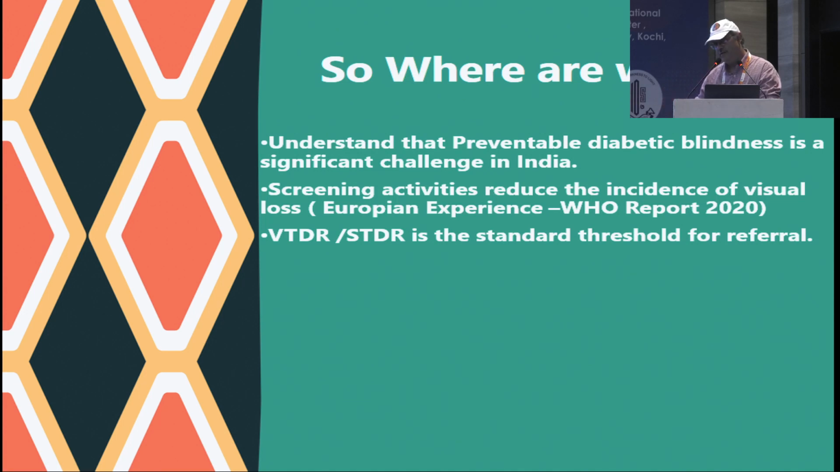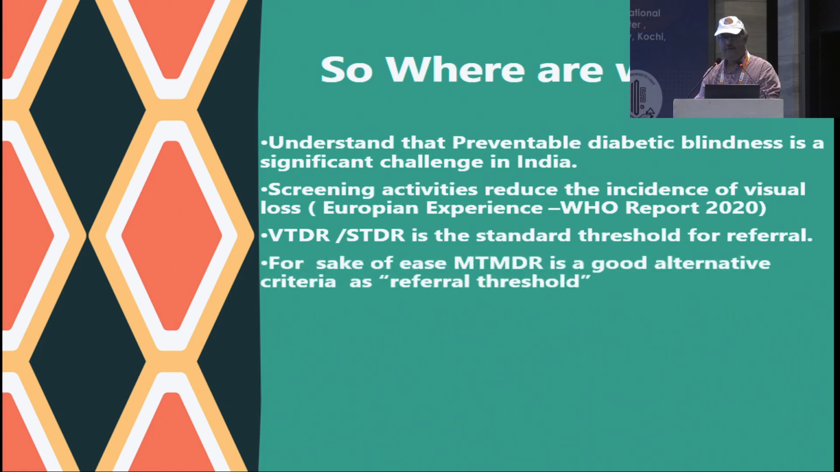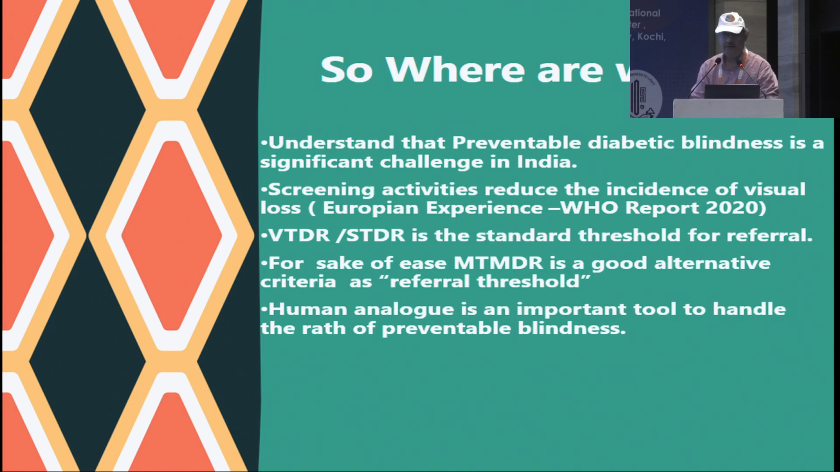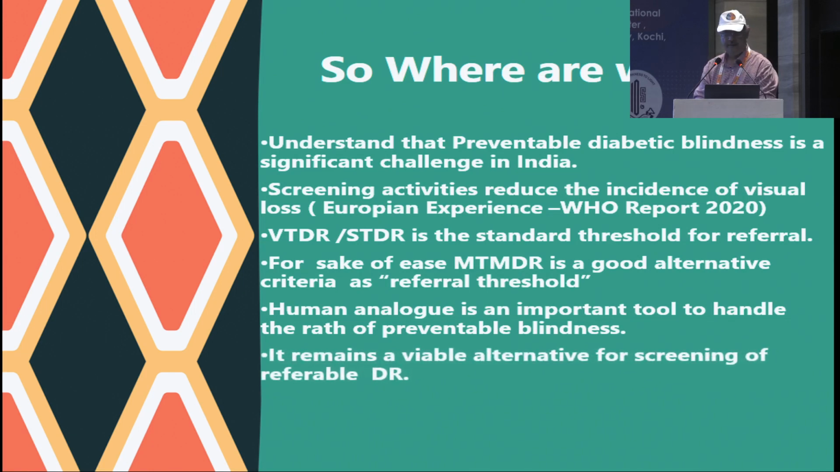So in order to evolve the AI, what has been done is the disease has been simplified, the classification has been simplified, and the criteria have also been simplified. So we are using MTDR, which is a good alternative criteria for the referral threshold. And human analog, therefore, is an important tool to handle the wrath of preventable blindness, especially in our context where human resources are in plenty. It's also a viable standard alternative to diabetic retinopathy screening. Thank you.